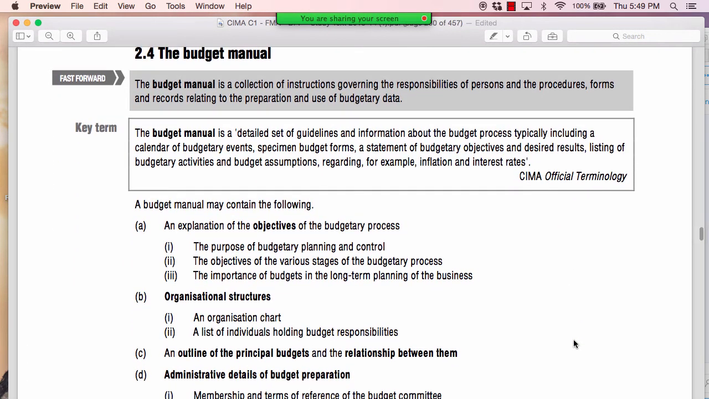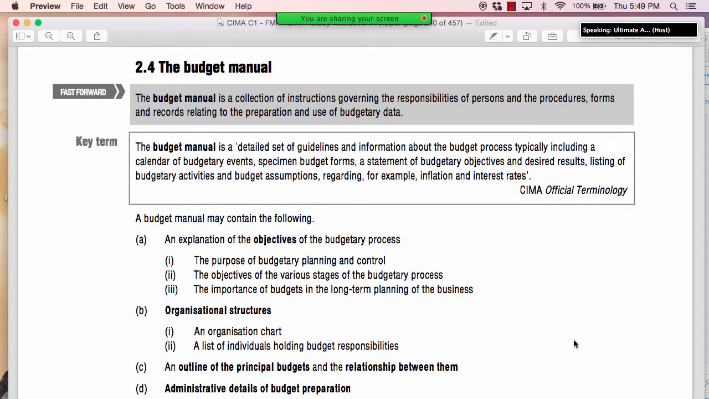What is a budget manual? What do you think a budget manual is? So tell this to me, Shreya, in your own words. Just about how to make budgets, how to go about it.